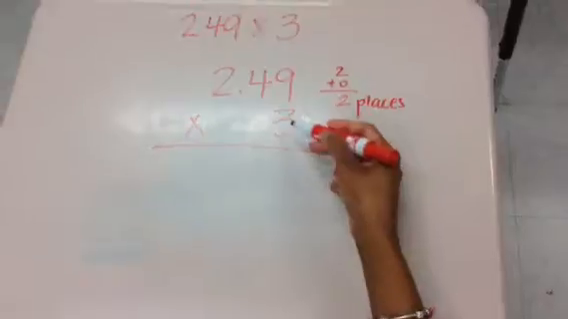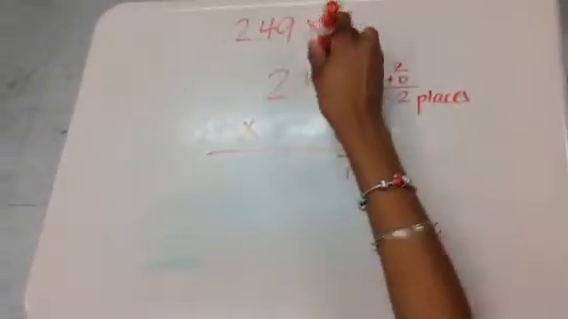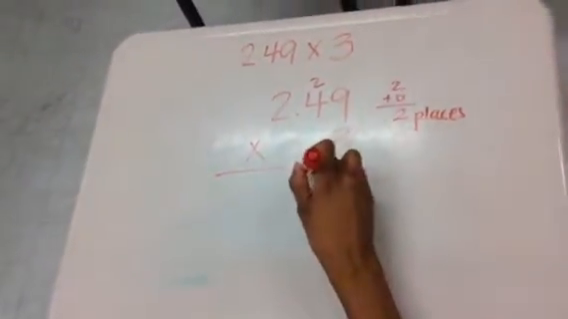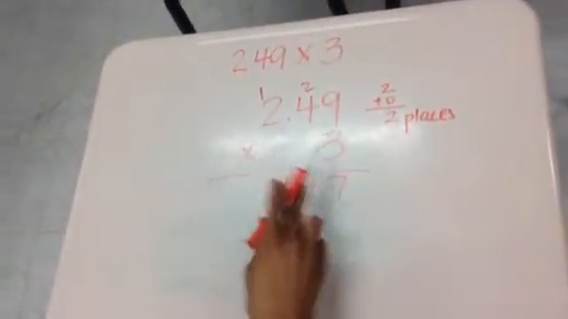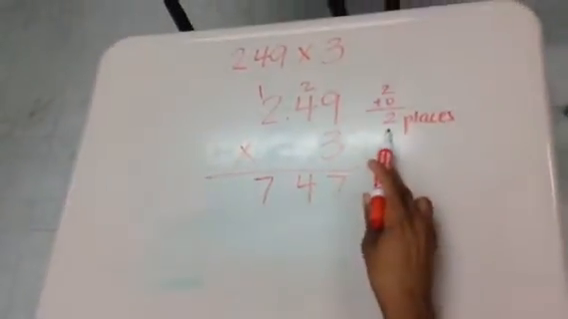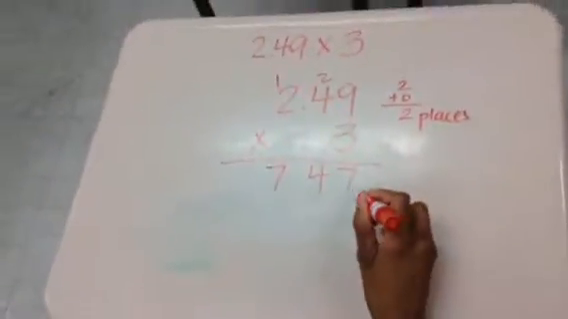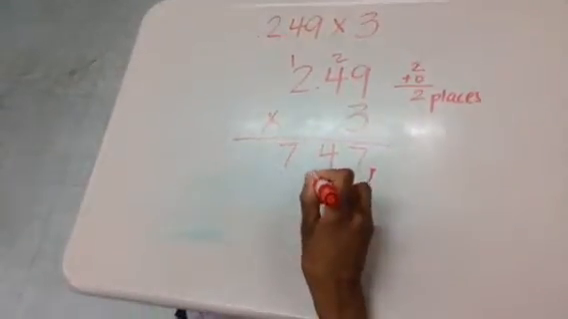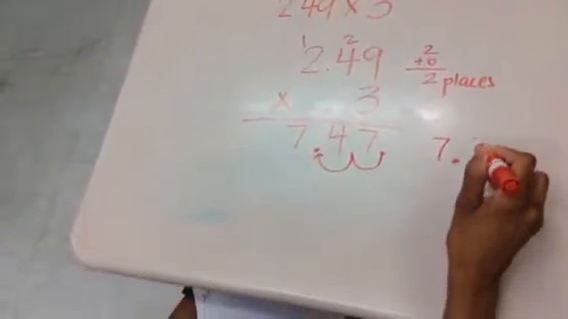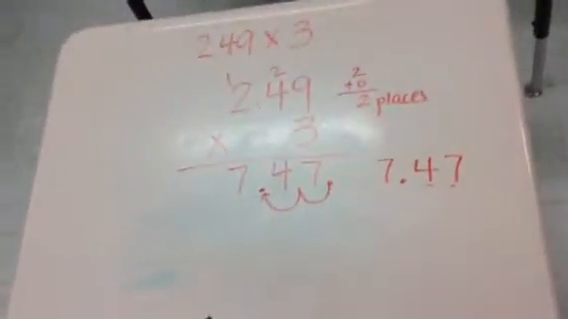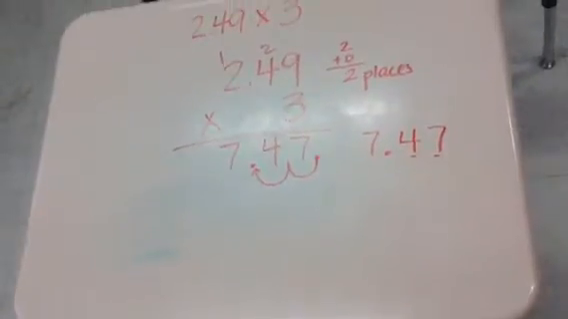Now let's multiply just like these were whole numbers. 9 times 3 is 27. 4 times 3 is 12, plus 2 is 14. And then 2 times 3 is 6, plus 1 is 7. Now I go back here and say, oh, got to move those 2 places. Remember, we place our decimal at the end, and we're going to hop to our left. 1, 2 places. So our answer is 7 and 47 hundredths. And there are 2 places after the decimal.